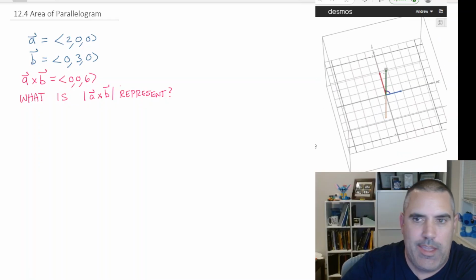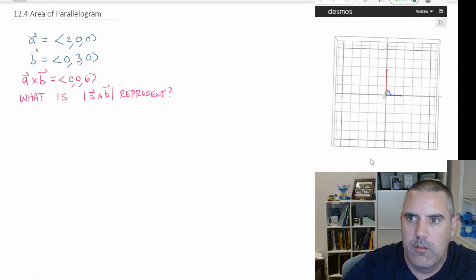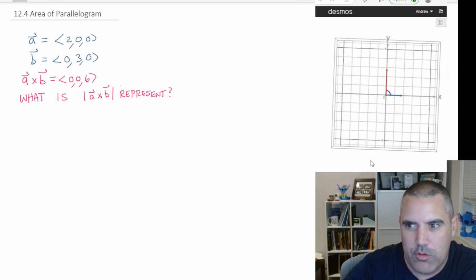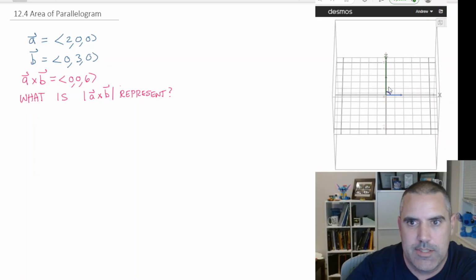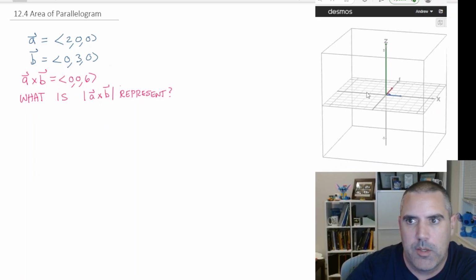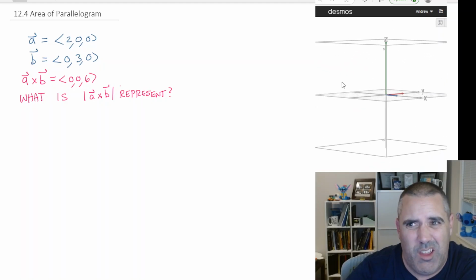Here I have A, which is the blue vector, and B, which is the red vector. I'm taking their cross product. So I encourage you to figure out, is that cross product going to come towards us or away from us? Watch that previous video. But it's towards us. It's that purple vector coming up here. Notice it's really long. Does its length mean anything?